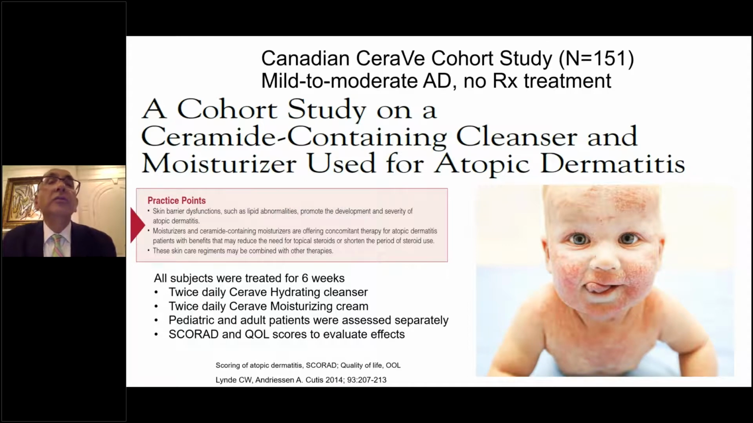That actually looked at mild to moderate atopic dermatitis patients, absolutely no other treatments, right? And they used the ceramide containing cleanser and moisturizer, 2 cohorts here, and they used it for 6 weeks, twice daily CeraVe hydrating cleanser, twice daily CeraVe moisturizing cream, both on pediatric and adult patients.